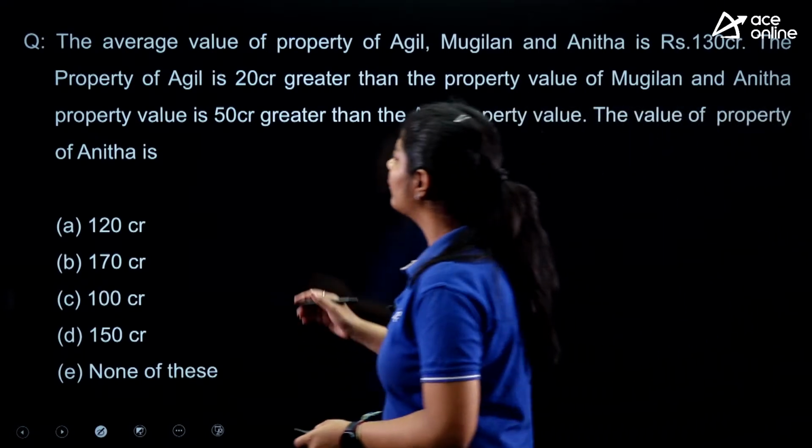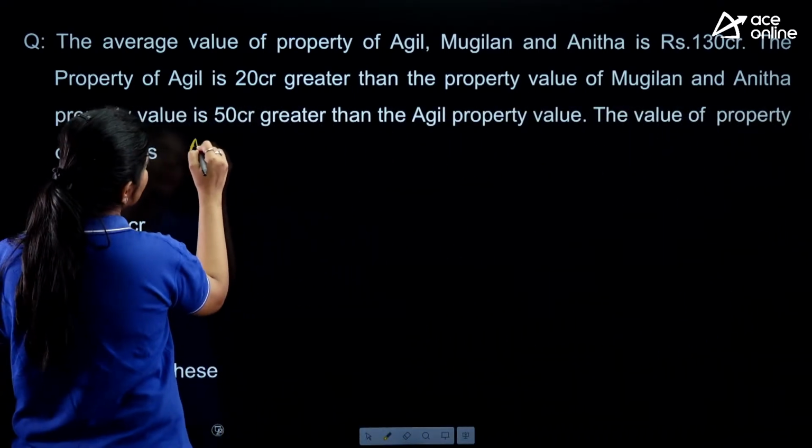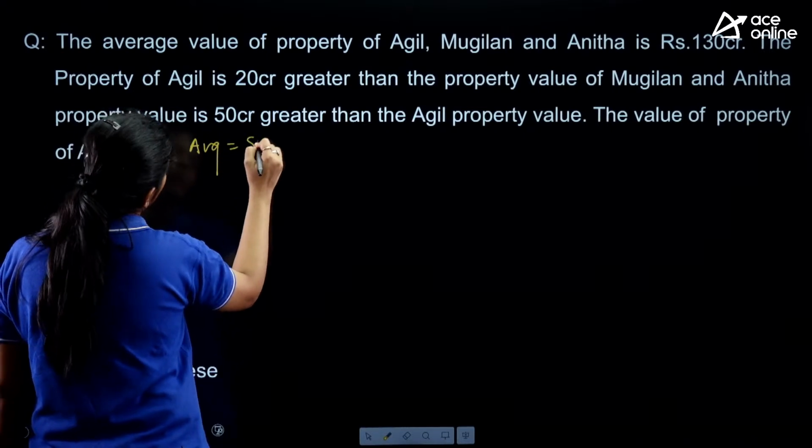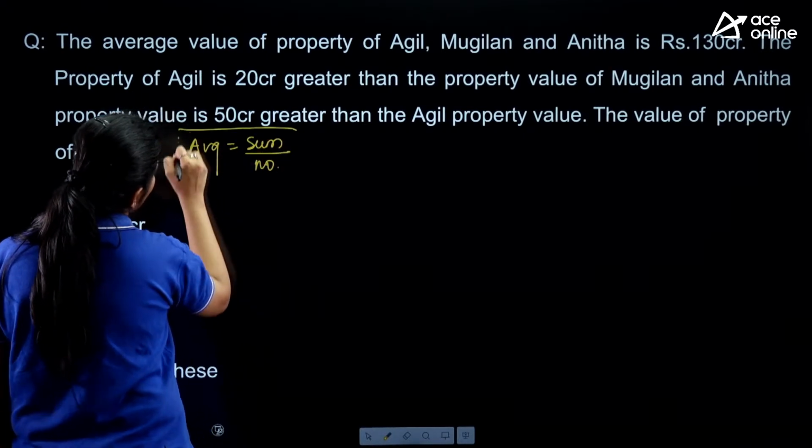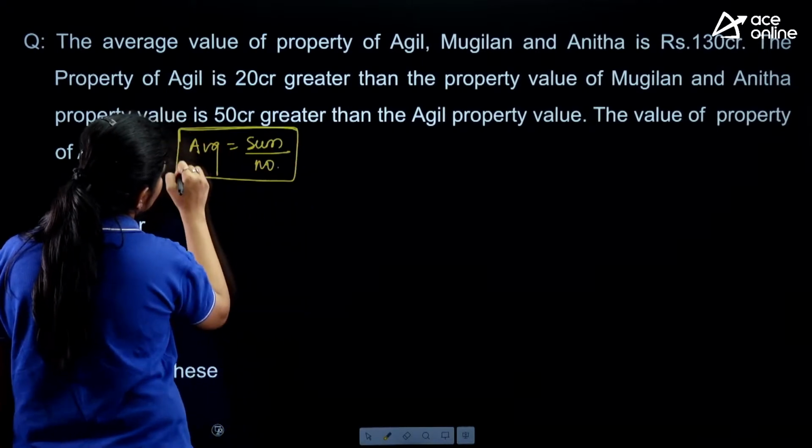The average formula says that average is nothing but the sum of all the observations divided by the number of observations, and we need to use this formula only.